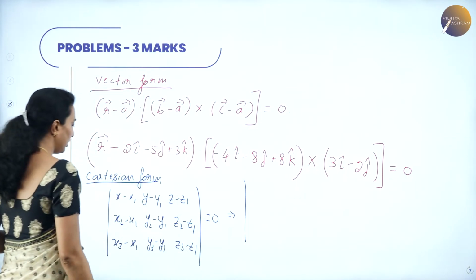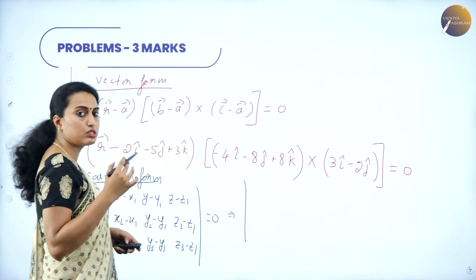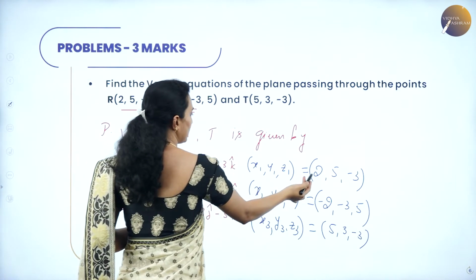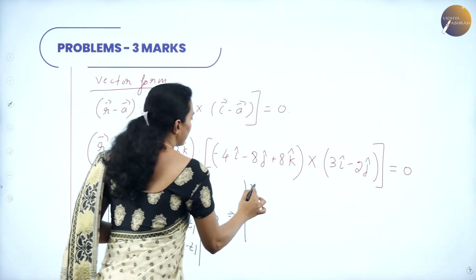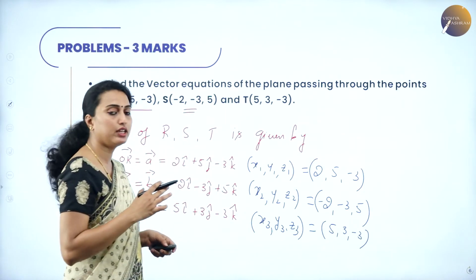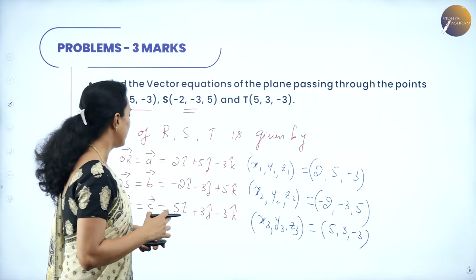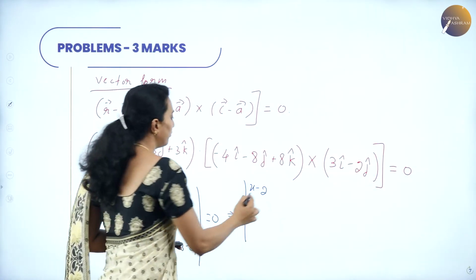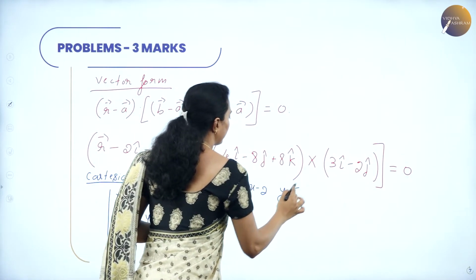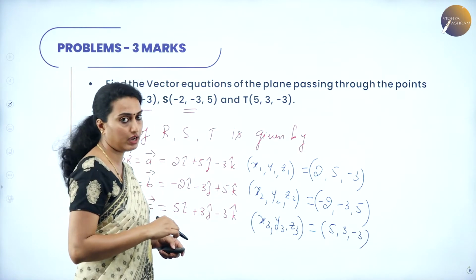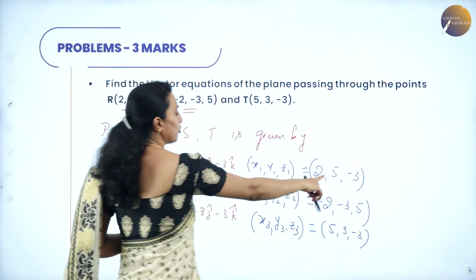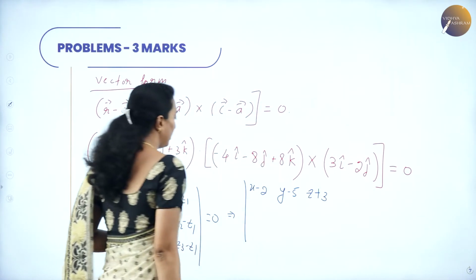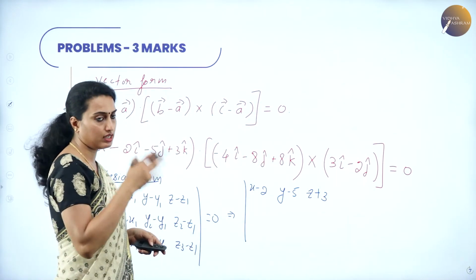Which implies that, now what is x minus x1? See, x1 is 2, so x minus 2. Similarly, y minus y1, which is y minus 5. And then z minus z1, which is z minus of minus is plus, so z plus 3. And then x2 minus x1.